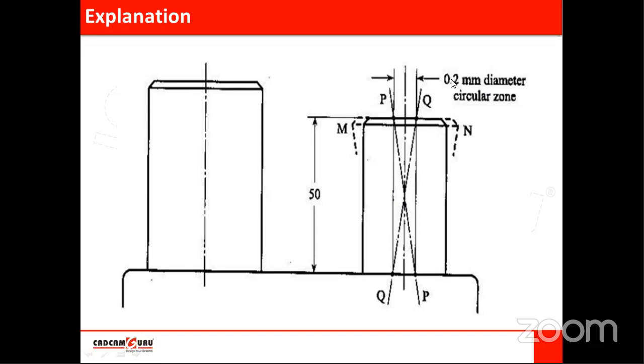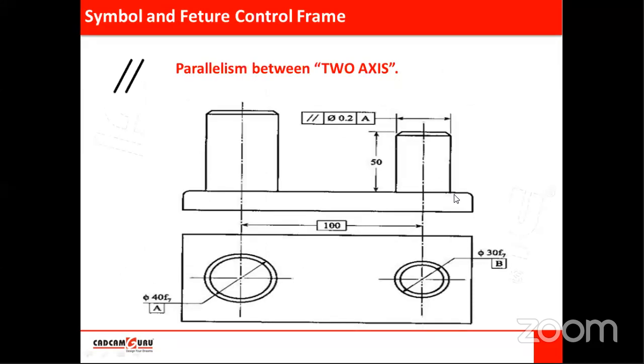Actually, the axis should be enclosed inside the cylinder of 0.2 diameter. Why 0.2? Because it is mentioned in the feature control frame, because it is the permissible deviation. So whatever be the error in this axis, it should lie within the cylinder of 0.2 mm diameter, and height of that cylinder should be 50 mm, not more than 50 mm. That's why it is a circular zone. So the axis is allowed to get deviated within the circular zone. That's why we have to write phi as a zone descriptor in a feature control frame.